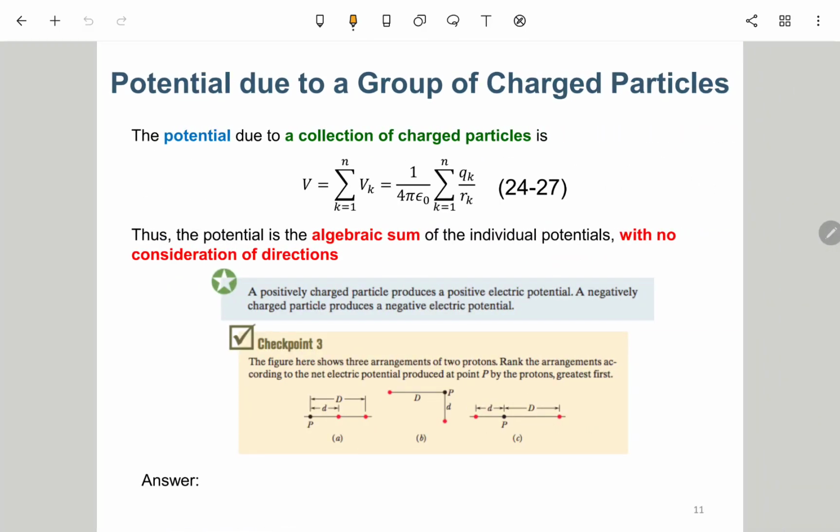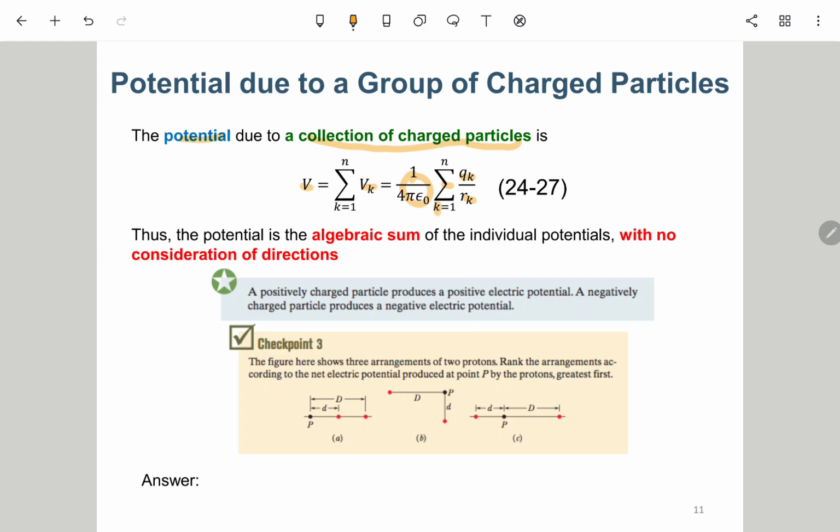If we have multiple charges, the potential due to a collection of charged particles is V equals the summation of Vk, which is K times the summation of Qk over rk. Because 1 over 4 pi epsilon naught is a constant, we put this term in the front. Only Qk and rk are related to this k.